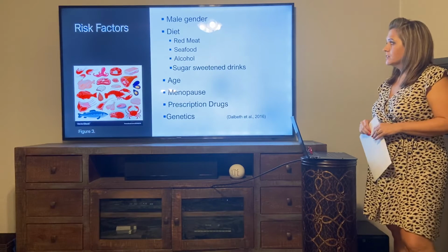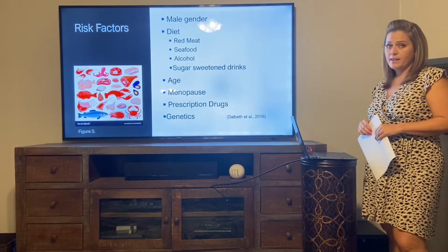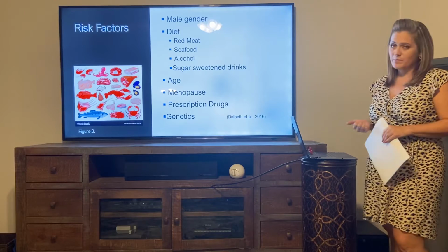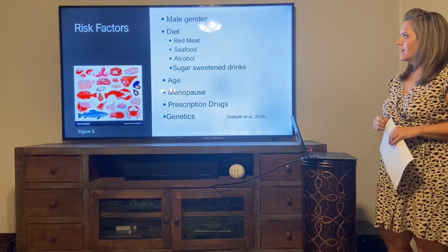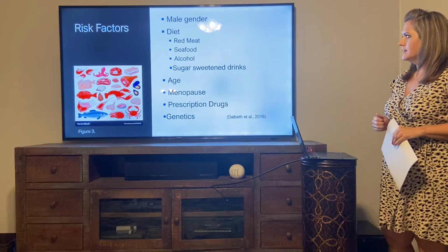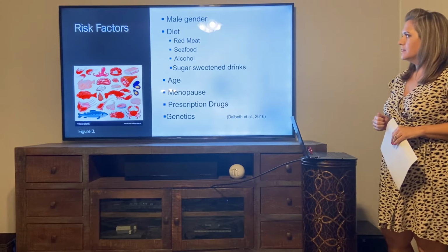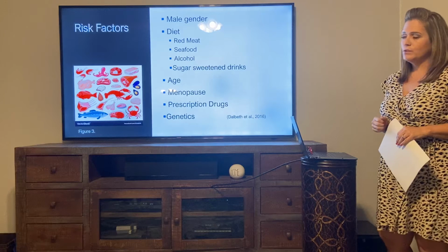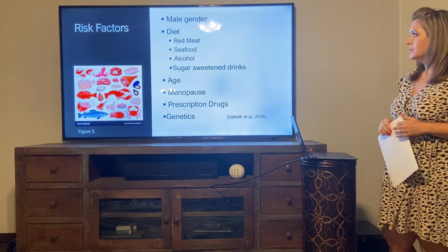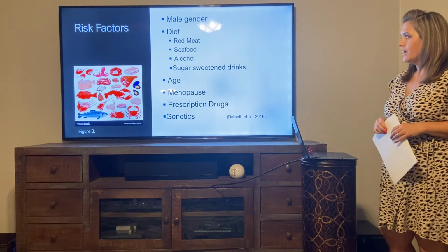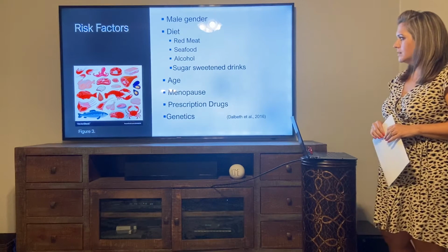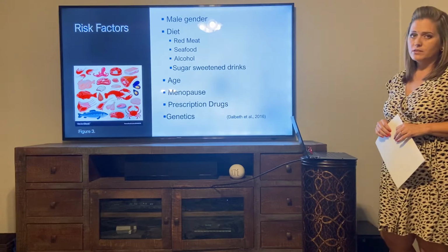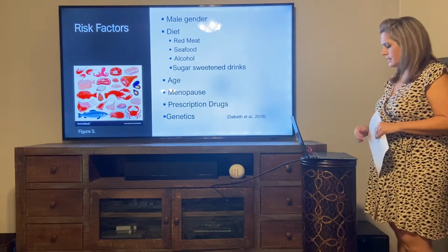Some other risk factors that can be modified are, well, most of them can be modified. The first one is being male. The second is diet, which would include red meat, seafood, alcohol, and sugar-sweetened drinks. Your age, usually over 40, menopause, certain prescription drugs, and genetics.